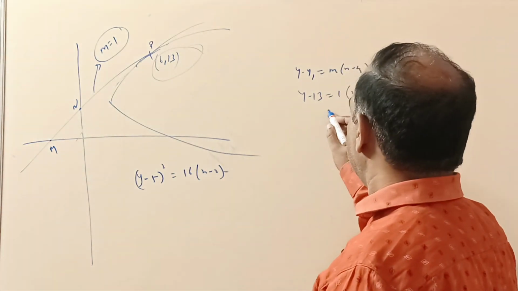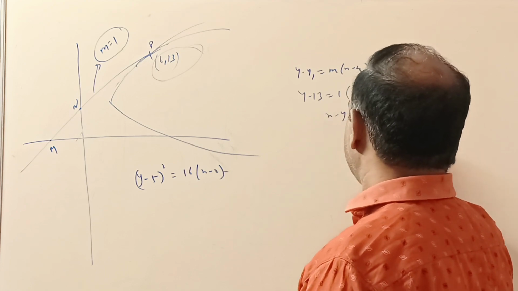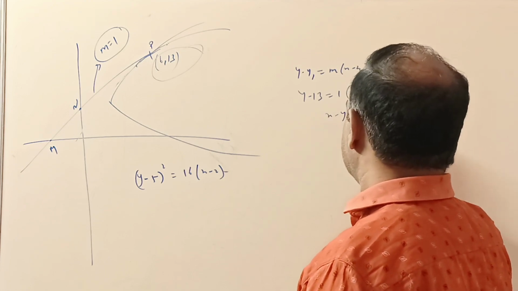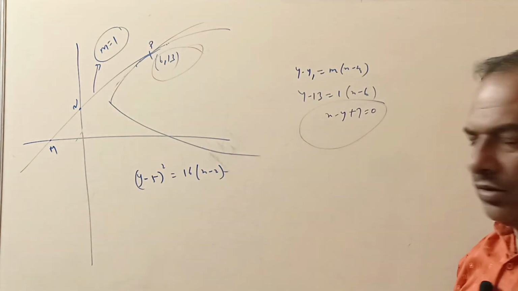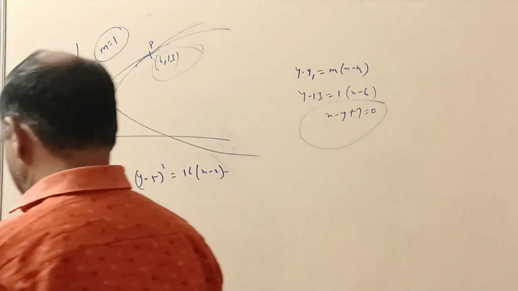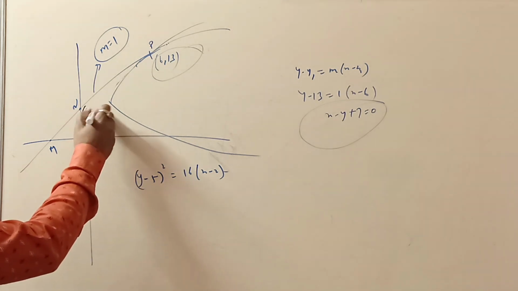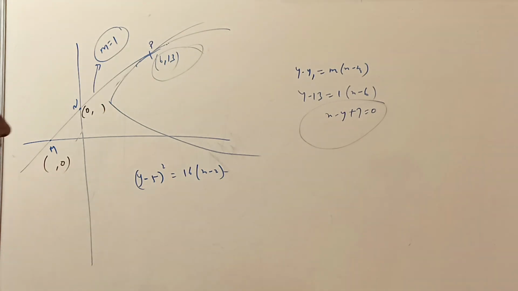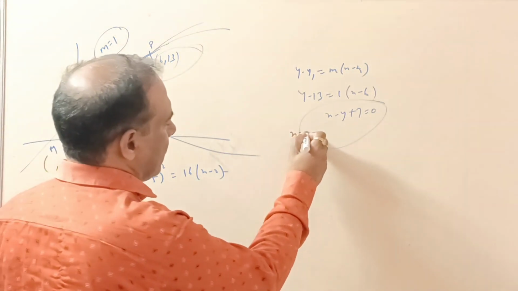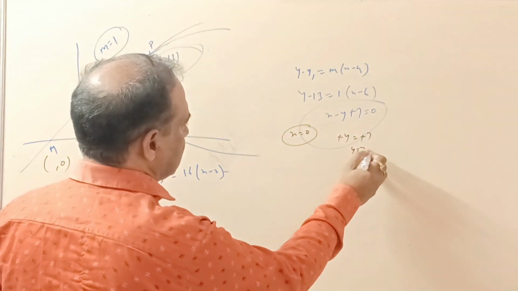Now here, if I put it on one side, it will give me x minus y plus 7 equals to 0. This is the equation of the tangent. Now here the value of m and n. Now what do m and n say? Here n means x will be 0, and here m says y will be 0. So if I put here x is equals to 0, then I will be having minus y is equals to minus 7, which means y is equals to 7.